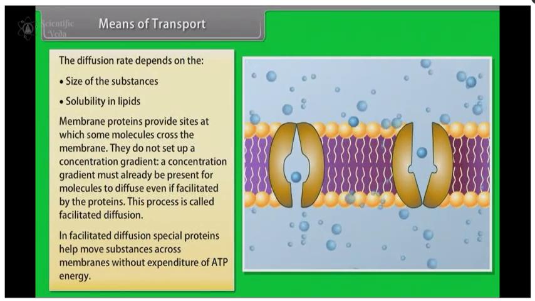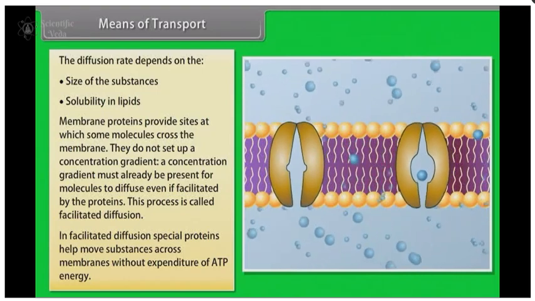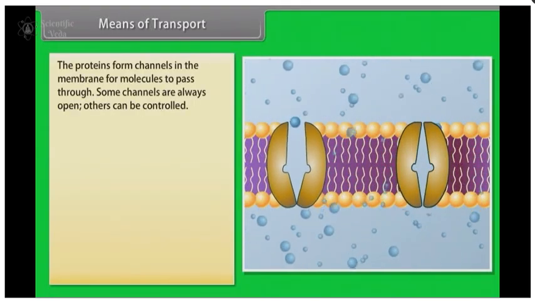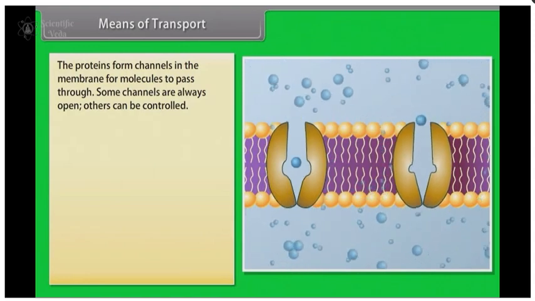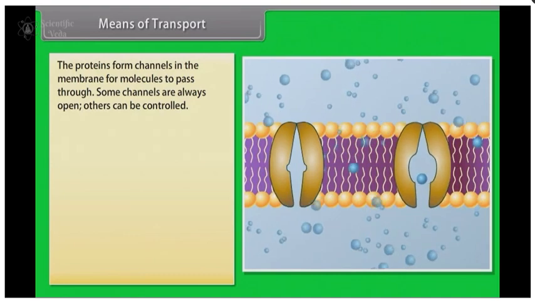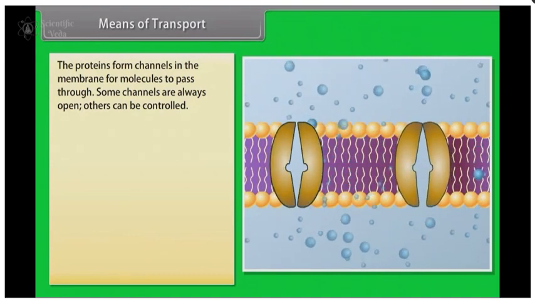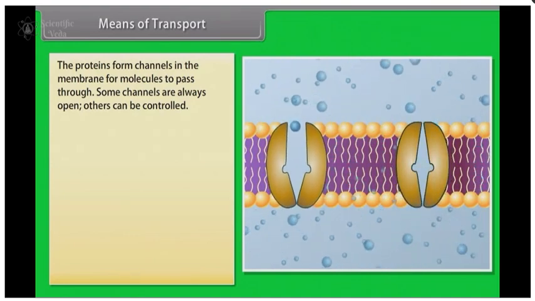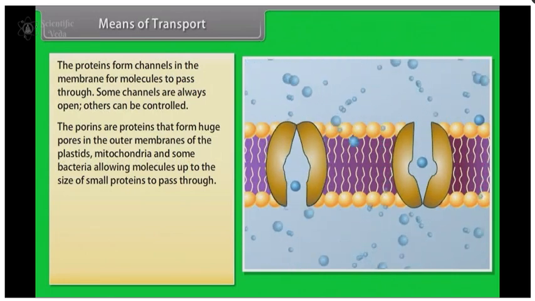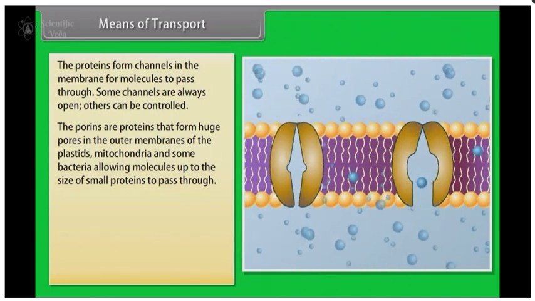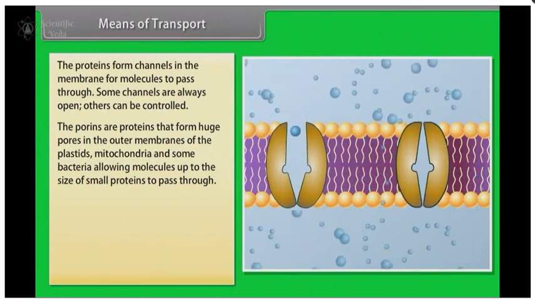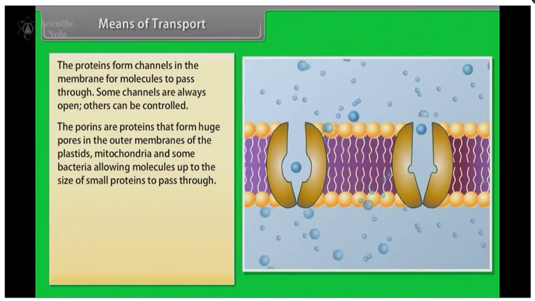Facilitated diffusion is very specific. It allows the cell to select substances for uptake. The proteins form channels in the membrane for molecules to pass through. Some channels are always open, others can be controlled. Some are large, allowing a variety of molecules to cross. The porins are proteins that form huge pores in the outer membranes of the plastids, mitochondria and some bacteria, allowing molecules up to the size of small proteins to pass through.